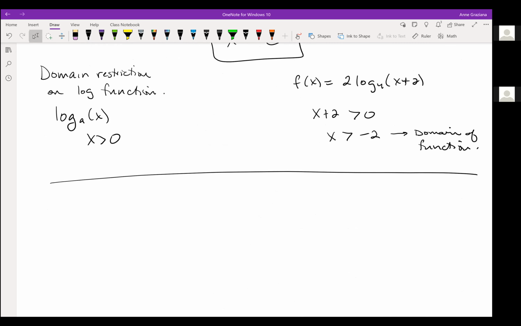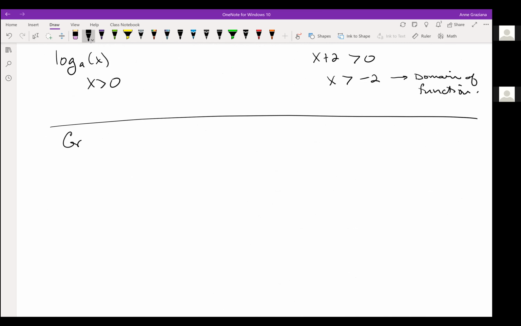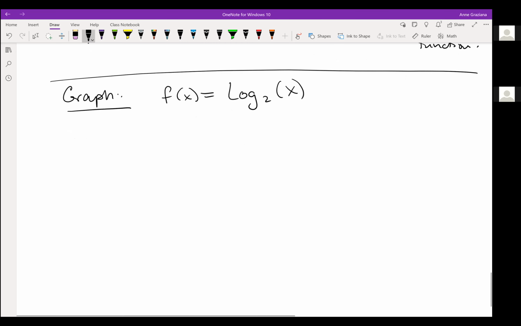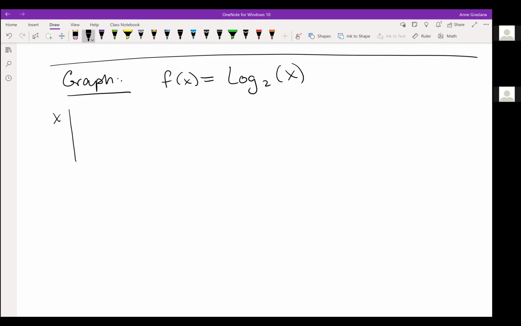Let's look more closely at the log function. Let's look at the graph. Let's graph f of x is log base 2 of x, okay? So all I'm going to do for right now is plot a bunch of points and see what happens. So I want to put in 0, 1, 2, 4, -1, -2, 5, and then 1/2 and 1/4.